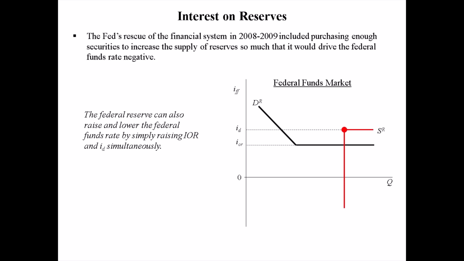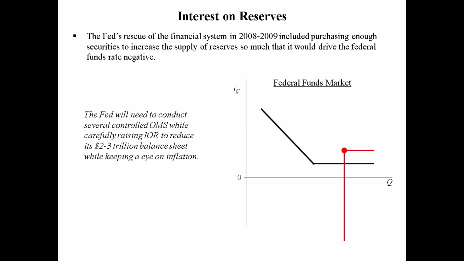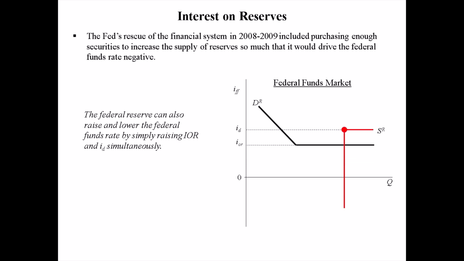Now, if the Fed wants to raise interest rates, it can just raise the floor, interest on reserves. When it raises the floor, it increases the value of the equilibrium interest rate, the federal funds rate. At the same time, because of its 2003 policy, it also raises the discount rate. So it can raise or lower interest rates without changing the quantity of reserves. And these are just dictates, right?